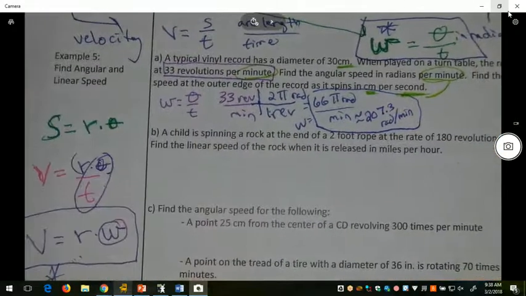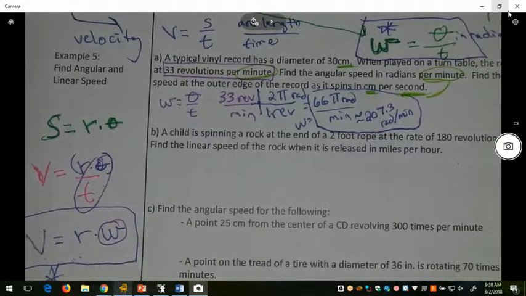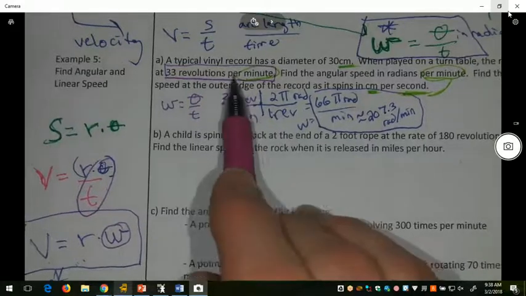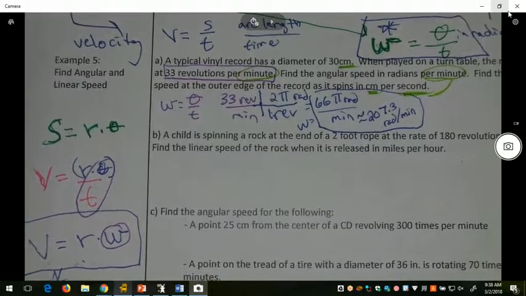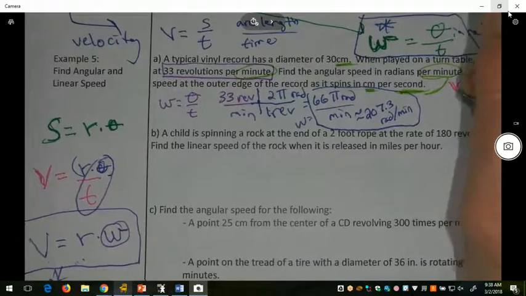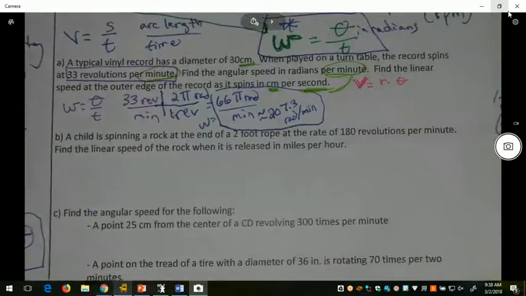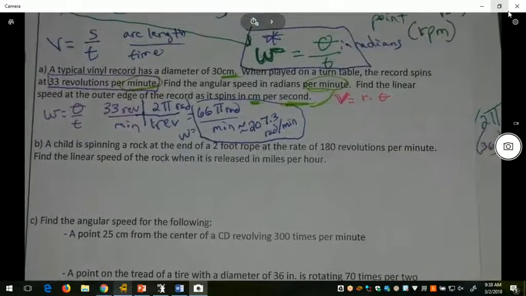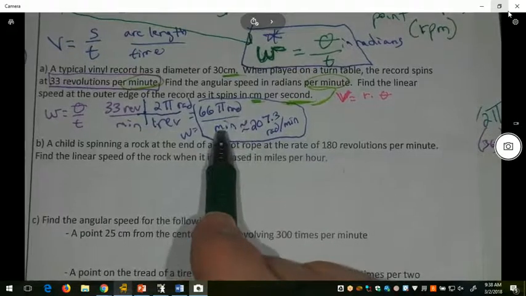Questions on how to calculate angular speed? So I just take the revolutions per minute and multiply it by 2 pi. And if it's not per minute, if it was per 7 minutes, then I would have to reduce that fraction or divide. Now we have to find the linear speed, and we know linear speed is the radius times the angular speed. That's pretty simple. All I have to do is multiply this, 66 pi radians per minute, by my radius.